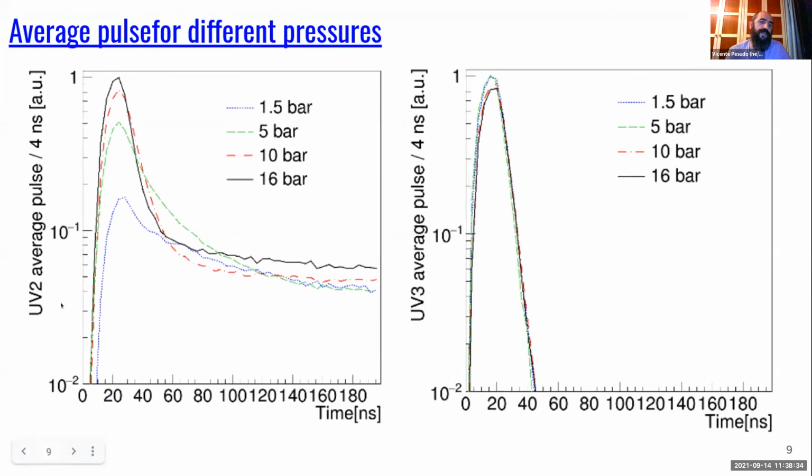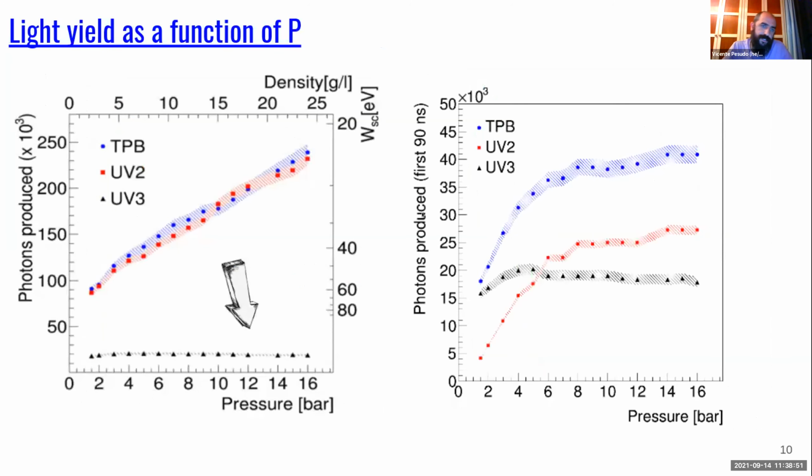We see that in the UV2, as pressure goes up, the prompt part of the prompt scintillation starts showing up, and in UV3 basically there is no evolution with pressure. And this is summarized here, where we see as a function of pressure what is the number of photons produced after all corrections. We see that in the UV3 it's fairly consistent, and in UV2 it goes up, and in the integral range, of course, it scales as the sum of the two, so it scales up as well.